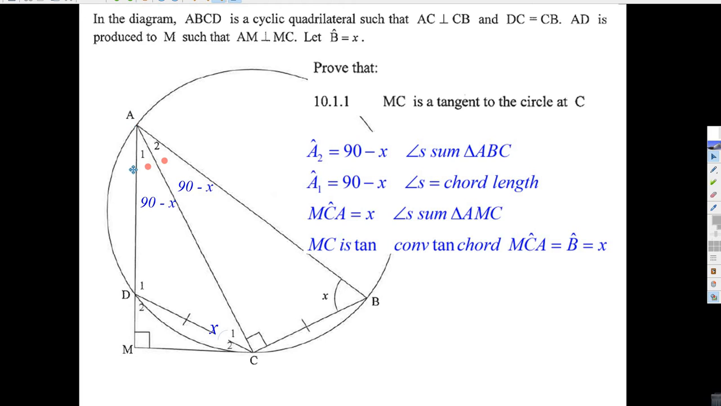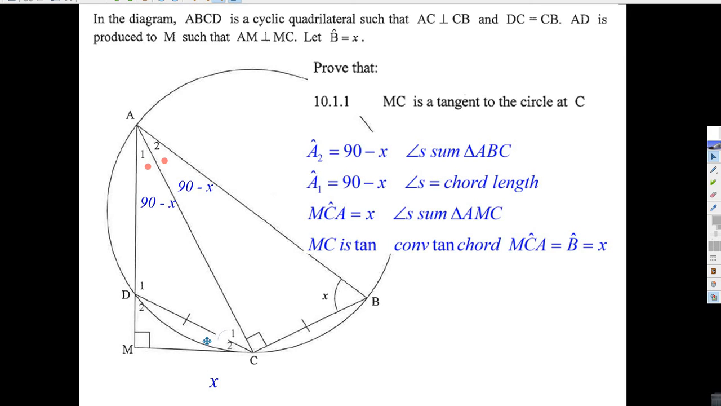They've got a cyclic quadrilateral ABCD in this circle. They give you two right-angled triangles. They give you a triangle ABC with a right angle there, and another triangle AMD with a right angle there. Okay, and then they say, prove that MC is a tangent to here. Well, if it's a tangent, the tan chord theorem, so we must have to use the converse of the tan chord theorem, and we must be having to prove that this equals x.